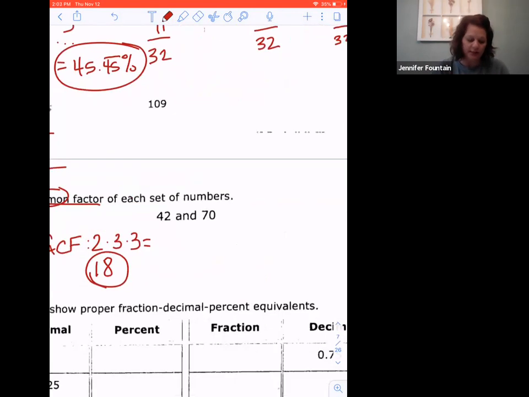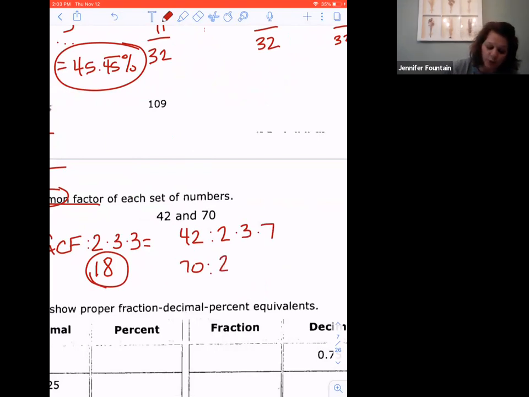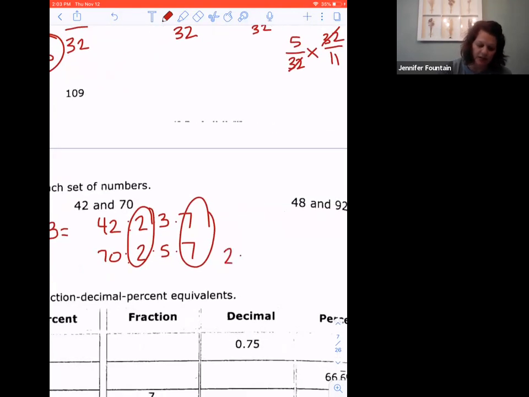Okay, so let's look at 42 and 70. All right, smallest prime factor of 42 will be 2, and half of 42 is 21. 21 is an odd number, so it's not divisible by 2, but it is divisible by 3, and it's 3 times 7. 70, my smallest prime factor will be 2, and that's going to be 2 times 35. 35 is not even, but it's divisible by, let's see, not divisible by 3, and so we have 5 and 7. Okay, so again, I'm looking to see what they have in common. I've got 2s and 7s. So 2 times 7 equals 14.